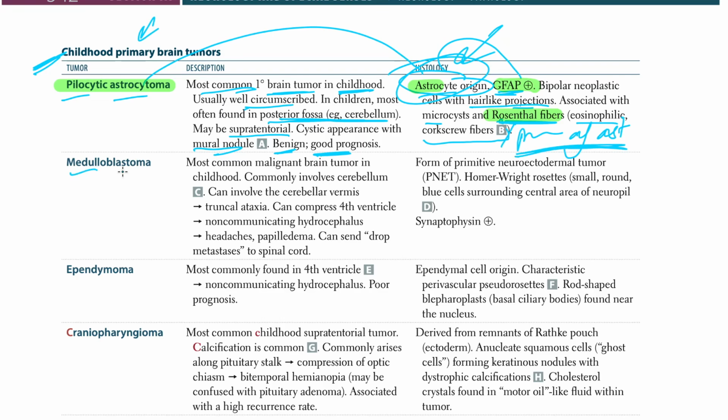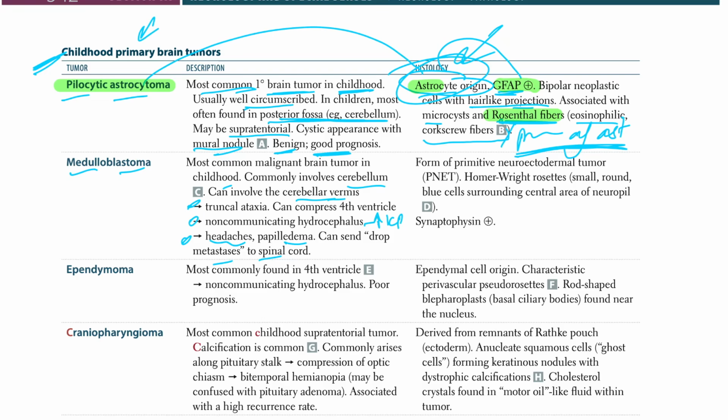The next one is the medulloblastoma. It is the most common malignant brain tumor in childhood, commonly involves the cerebellum, can involve the cerebellar vermis. When it involves the cerebellar vermis, of course, you're going to have cerebellar signs, so truncal ataxia will be there. It can compress the fourth ventricle, can lead to non-communicating hydrocephalus, headache, and papilledema. When it causes non-communicating hydrocephalus, of course, it's going to increase ICP, and that's going to cause headache and papilledema. Can send drop mets to the spinal cord.